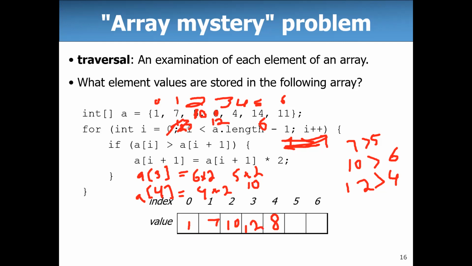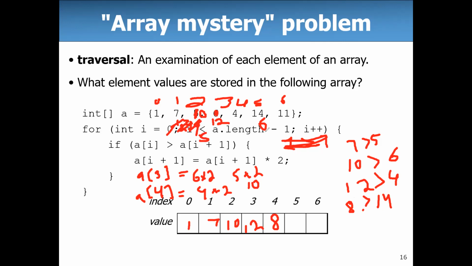i plus plus, i is now 4. Is 4 less than 6? Yes. You go inside. a of i, with i being 4, at index 4 we have 8. Is 8 greater than a of i plus 1? i is 4, 4 plus 1 is 5. What do we have at index 5? 14. Is 8 greater than 14? No. Move on. i plus plus, i is now 5.